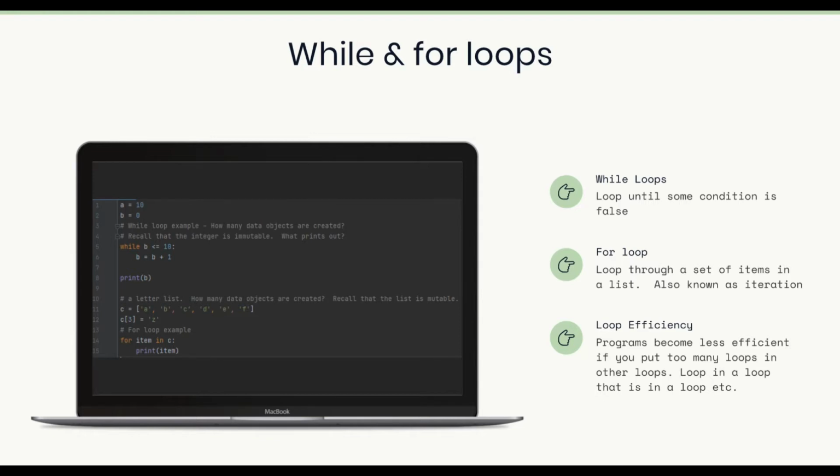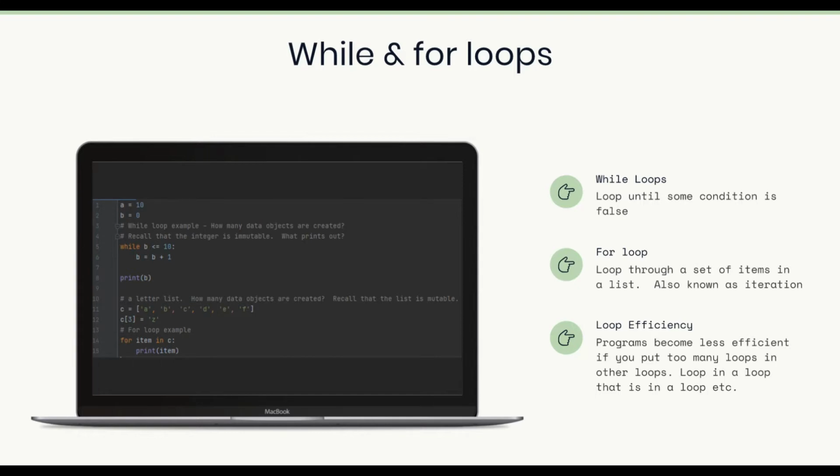So if we look at lines 1 and 2, we can see a is equal to 10, b is equal to 0. And then while b is less than or equal to 10, b equals b plus 1. So the variable b is incrementing, and then once it gets over the value of 10, the while loop will finish because that condition will be false.